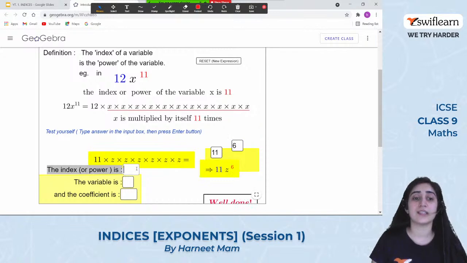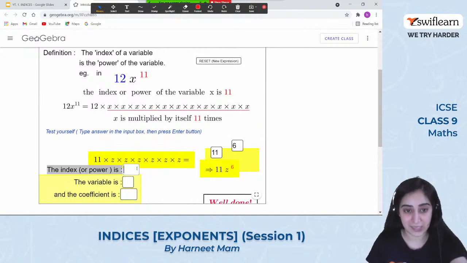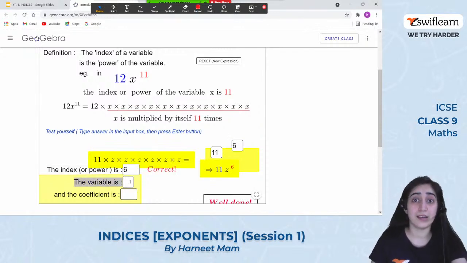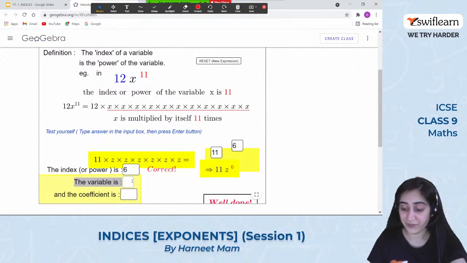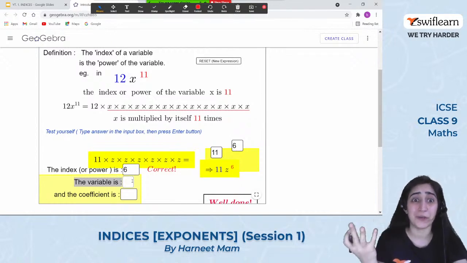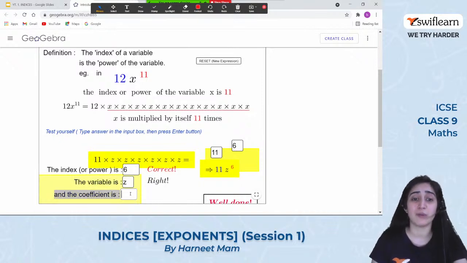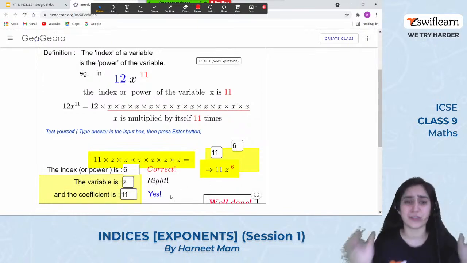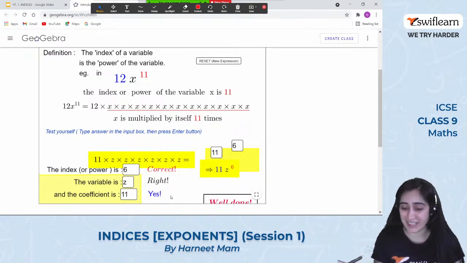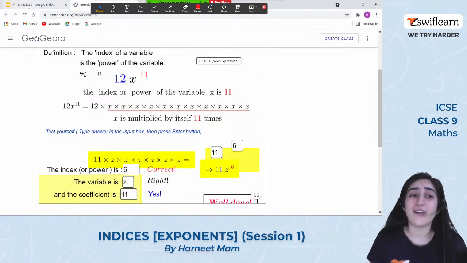Coming on to the indices or the powers, what is it? It's 6. What's a variable? Anyone who can tell me what's a variable? Yes, can you give me in the comments, please? I can read it. What's a variable here? Z. Very good. And what's a coefficient? Yes, guys, what's a coefficient? 11. Very good. So that's the right answer. Correct, right, yes, and well done. Superb.